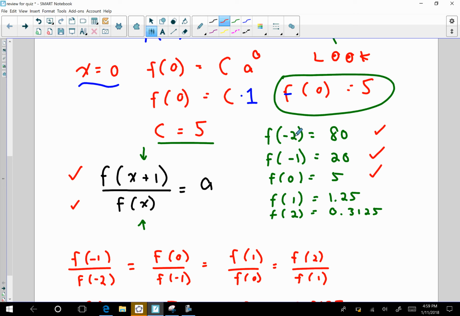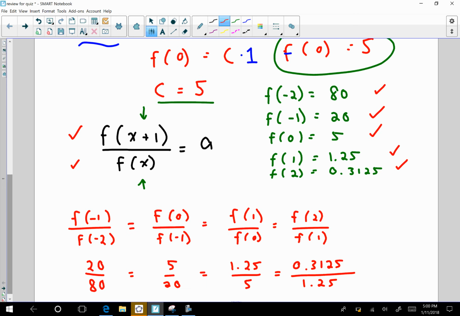and I have conveniently given these values. Negative 2 plus 1 is negative 1, negative 1 plus 1 is 0, 0 plus 1 is 1, 1 plus 1 is 2. And these are the values given in the table. Therefore, and I did tell you that the table values represent an exponential function, so I can find a by finding the quotient of any two of these numbers.